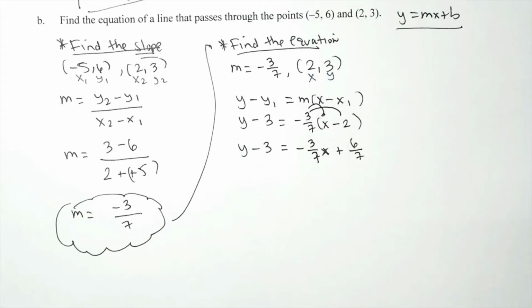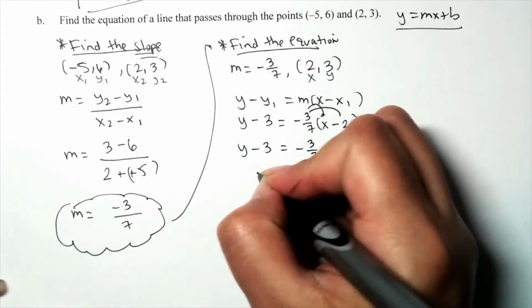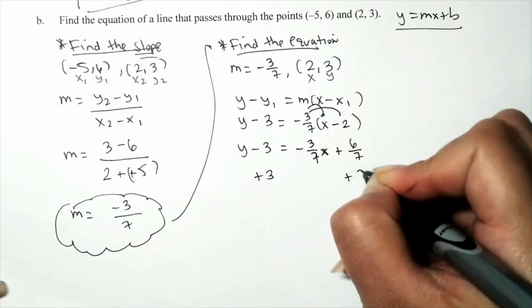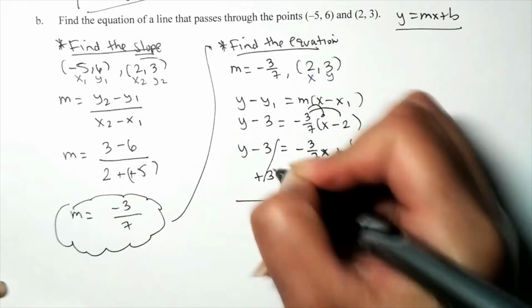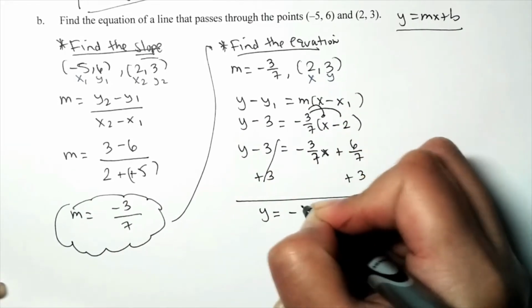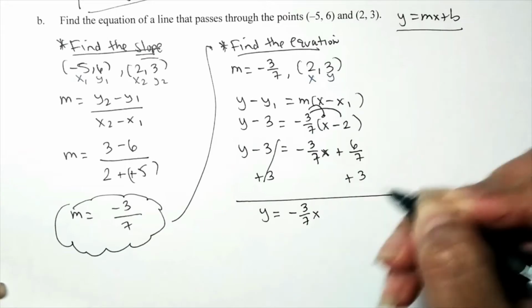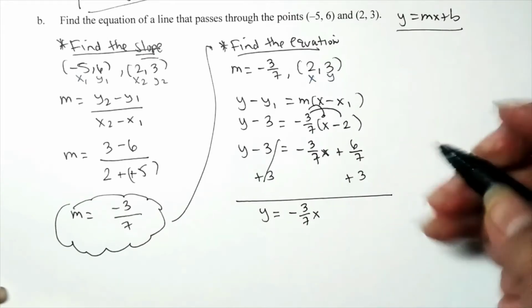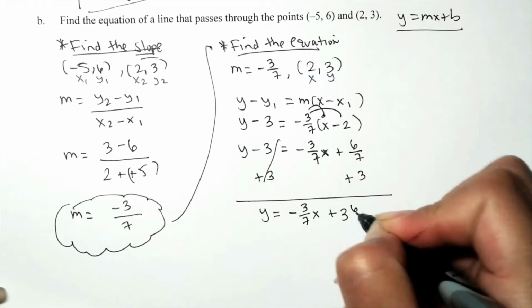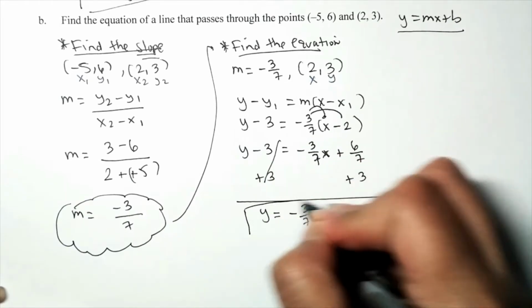All right, keeping our cool, to isolate the y, let's go ahead and add 3 to both sides, and that will give us y equals -3/7 x. 3 plus 6/7 will give us 3 and 6/7. That's my answer, and I'm sticking to it.